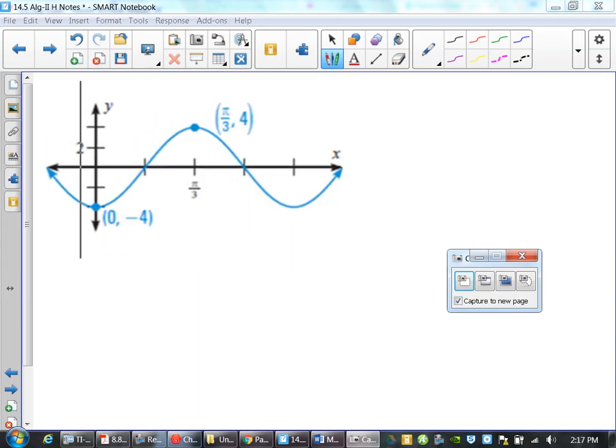All right. So if I look at this curve, is it starting at a zero, a maximum, or a minimum? It's starting at a minimum. So if it's starting at a minimum, what is that going to be? It's going to be a cosine graph. And you're right, it's a negative cosine. It's got to be a negative A value because it starts at a minimum and goes to a maximum.